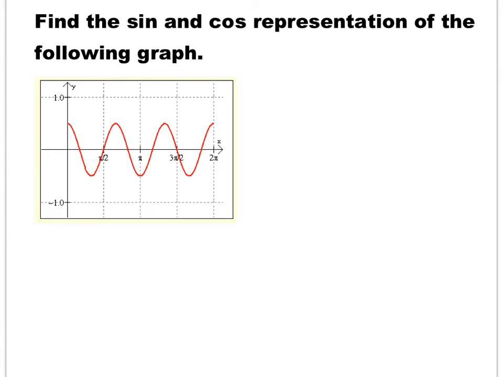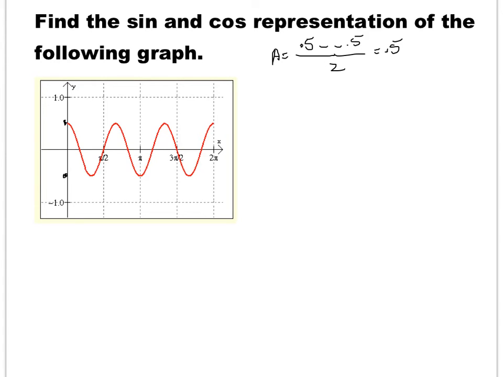To do that one, I need to find A, which is the amplitude. By definition, amplitude is maximum minus minimum divided by 2. The maximum is here, the minimum is here. This means the maximum is 0.5 minus the minimum, which is negative 0.5, divided by 2, which is 1 over 2, which is 0.5. So my amplitude is 0.5.